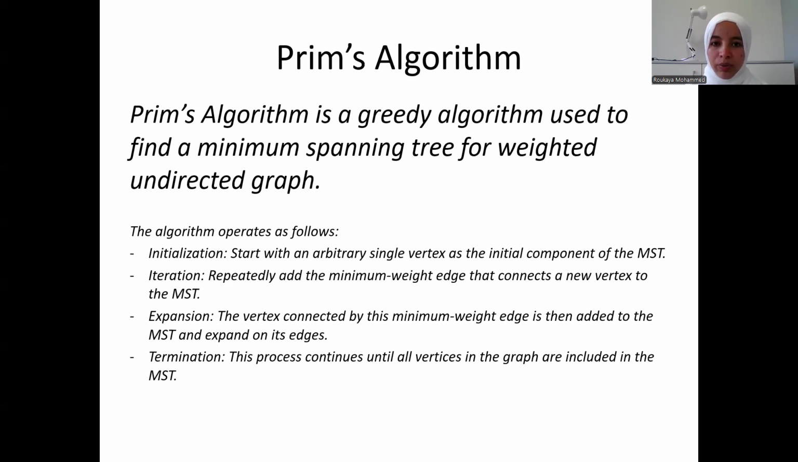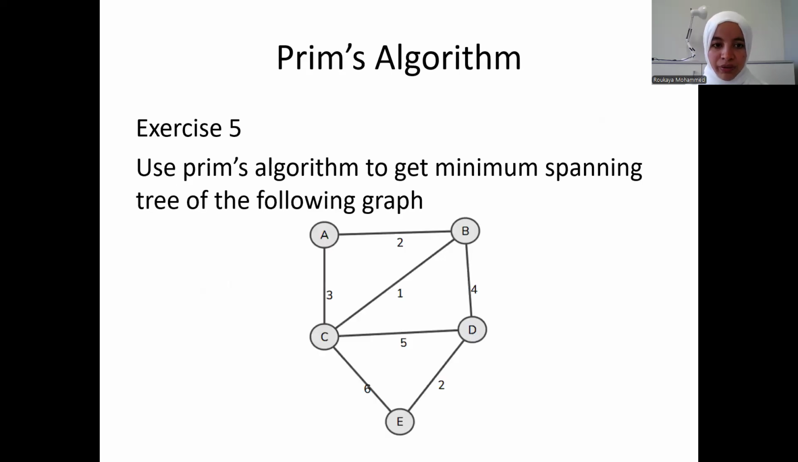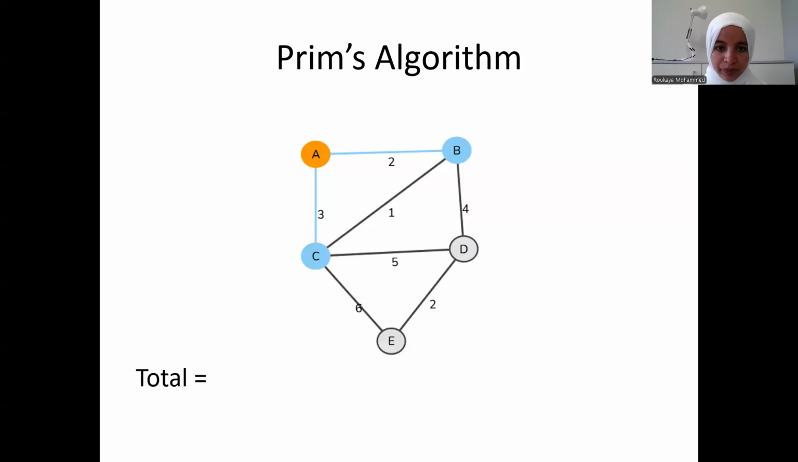Okay, so now we can practice it visually over this graph. We can use Prim's algorithm to get the minimum spanning tree of the following graph. We have this simple graph of AB 2, AC 3, BC 1, BD 4, CD 5, CE 6, and DE 2. It's a simple graph. We can start at an arbitrary vertex. Let's start at A and see what happens. So now we add A to our MST and expand on its edges.